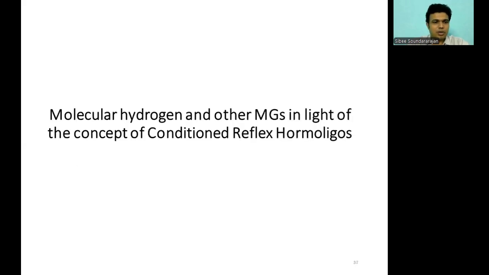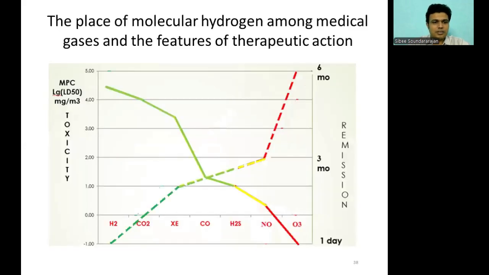How to characterize the molecular hydrogen and other medical gases in the light of the concept of conditioned reflex homologosis, and what are the practical conclusions regarding the combined use of medical gases therapy? The key to understanding the place of hydrogen in the family of medical gases is the graph reflecting the relationship between the toxicity and the duration of remission as a result of the course of treatment with various gases. It can be seen from the figure.